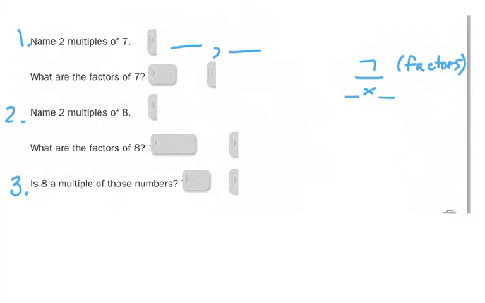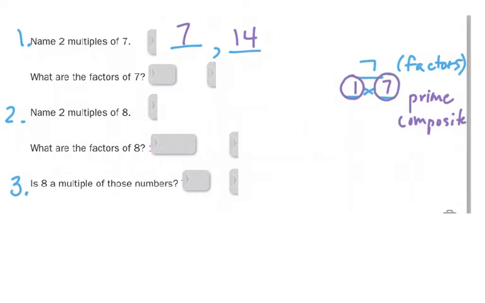If I were to look across my multiplication chart on 7, my first multiple of 7 is 7, and 14, 21, 28, and you could keep going. The 2 factors of 7 are 1 times 7. Do you remember these words, prime and composite? Do you remember what a number is called if it has exactly 2 factors, 1 and itself? This is called prime. So this is a prime number, and its 2 factors are 1 and 7.